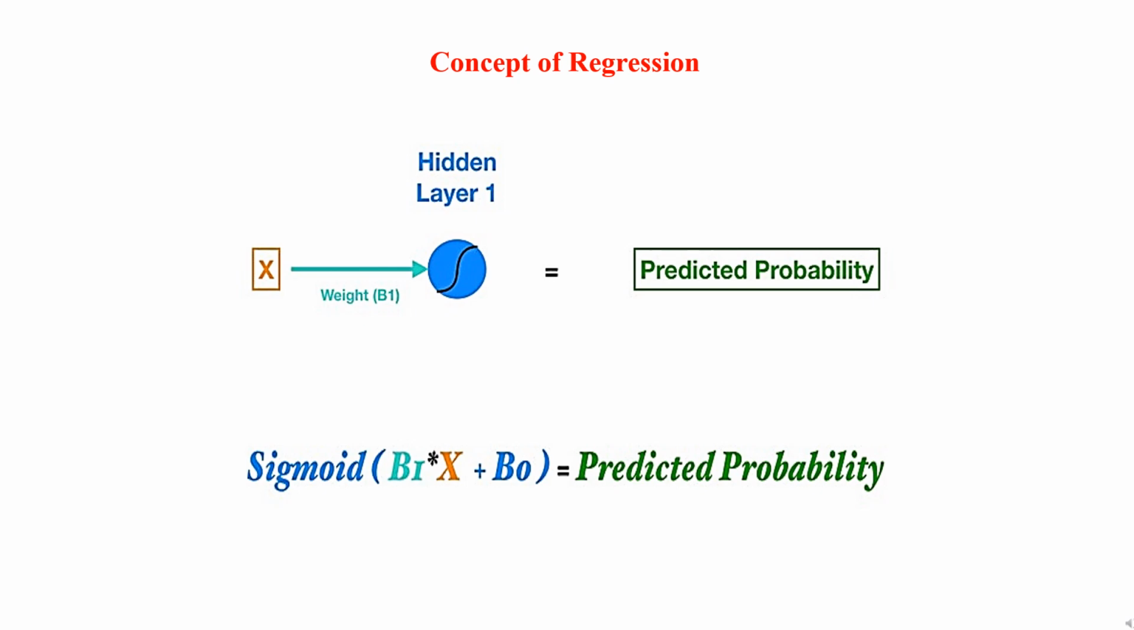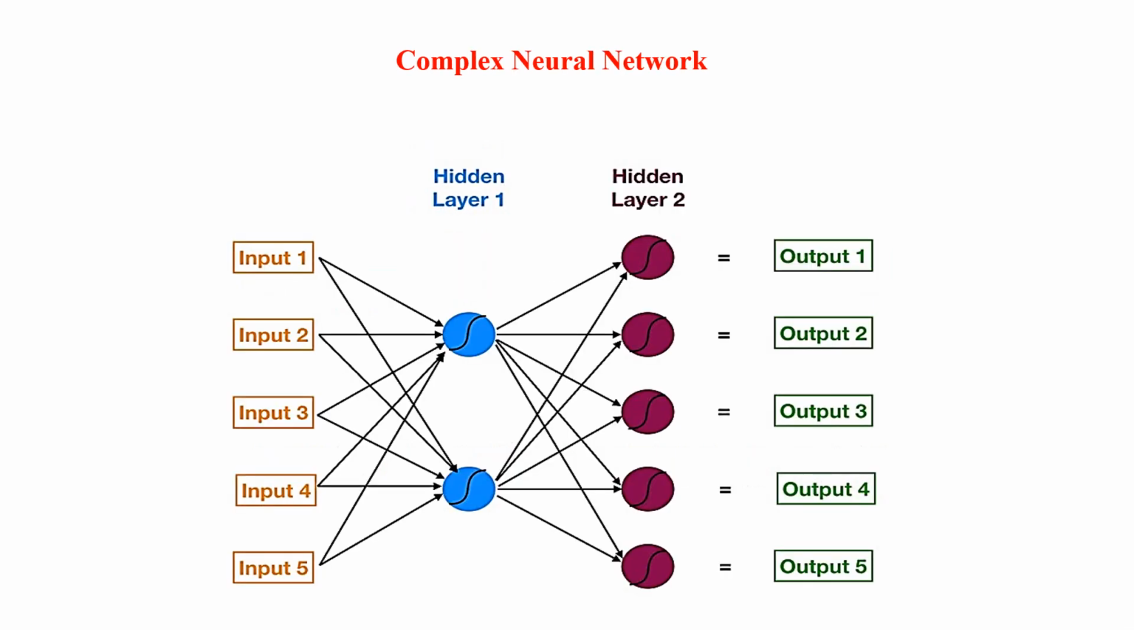And finally we get our predicted probability by applying the sigmoid function to the quantity b1 * x + b0. The first hidden layer consists of 2 neurons. So to connect all 5 inputs to the neurons in hidden layer 1, we need 10 connections.